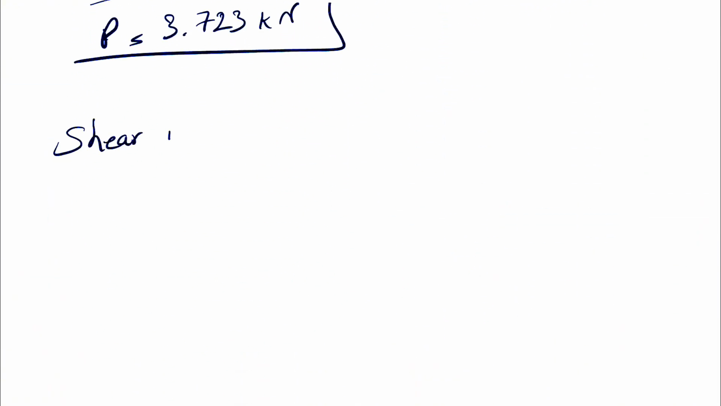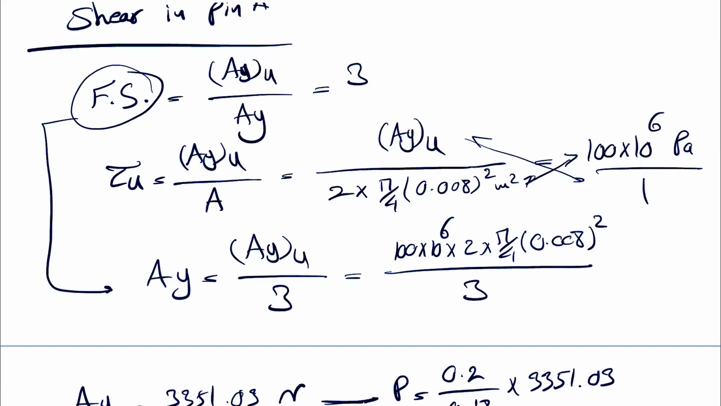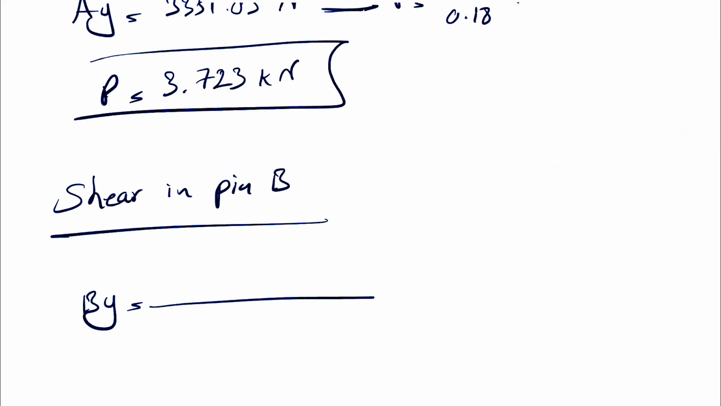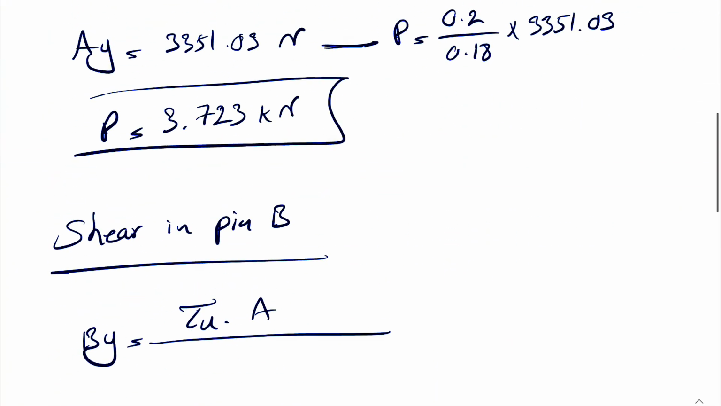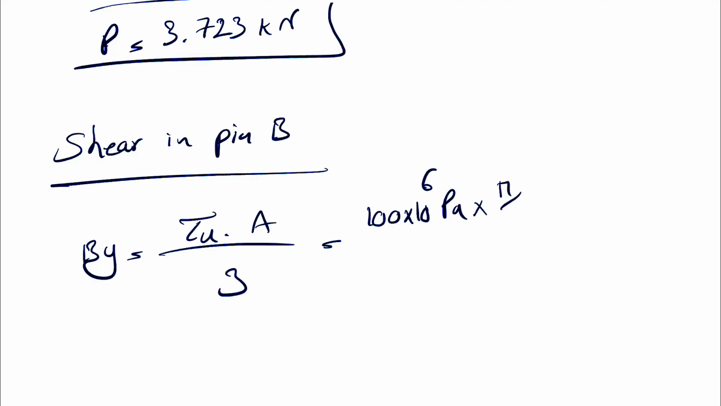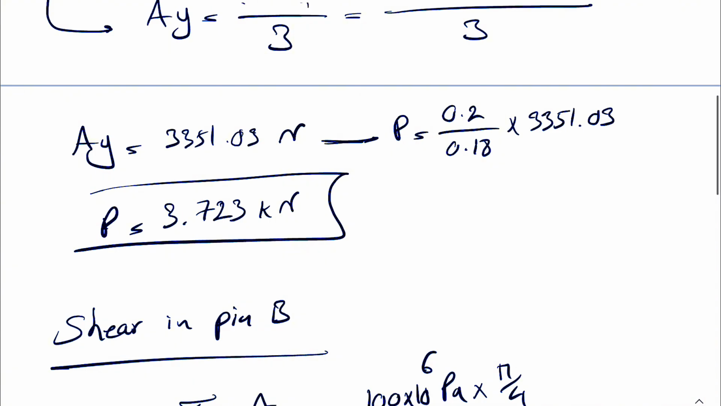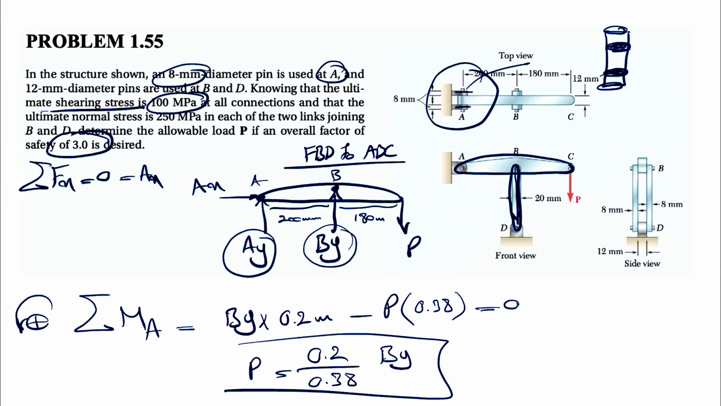Let's move on to the shear in pin B. And we're going to have the same scenario. If we just combine all of our equations, our BY would be basically the ultimate shear stress times the area divided by 3. Keep in mind our area. So again, we have 100 times 10 to the 6 Pascal. That's the ultimate shear stress. It's the same. Pi over 4. Again, we're going to have the same scenario for the area of the pin B. If we look at B, it will be the same.